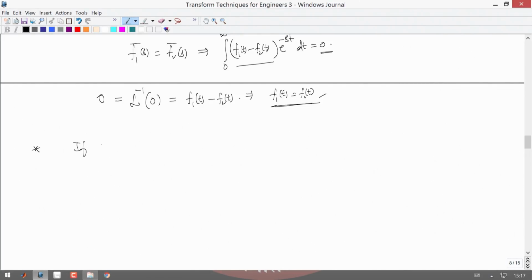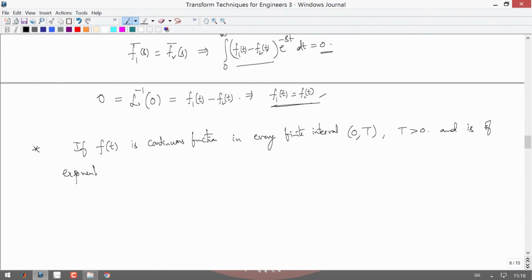So, if f of t is a continuous function in every finite interval 0 to T, where T is positive, and is of exponential order, an exponential function of order a, let us say, that is, f of t is bounded by e power a t. Exponential of order a means that. So, let me not write it. Then the Laplace transform f bar of s exists.